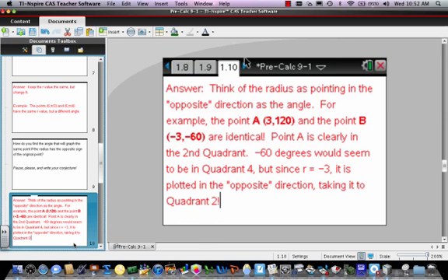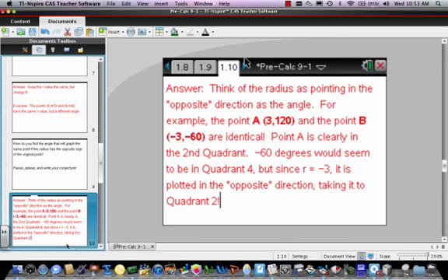So if I have the point (3, 120°) and the point (-3, -60°), they are really the same point. Point A is in the second quadrant: 120 degrees is in the second quadrant, and the r value of 3 points in that direction, so that's clearly going to be in the second quadrant. Now point B, -60 degrees, with our circle chart, will drop you down into the fourth quadrant. But since r equals -3, instead of going toward the fourth quadrant, it goes in reverse, and it's plotted in the opposite direction in quadrant 2.